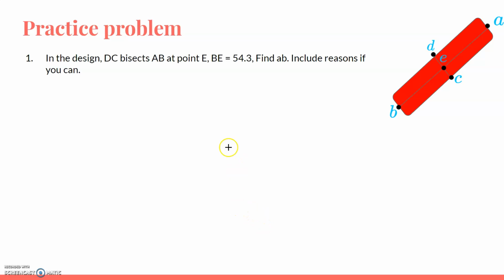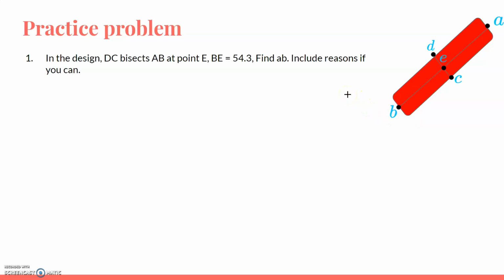Right, now here's a practice problem. In the design, DC bisects AB at point E, and BE is equal to 54.3. We need to find AB. Include reasons if you can. Reasons are just the things that justify your steps, for example, writing down formulas and everything, if you have the knowledge for that. If you don't, that's completely fine. Pause the video, try this out, come back, and I'll give you the answer.